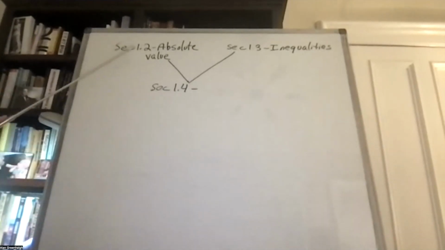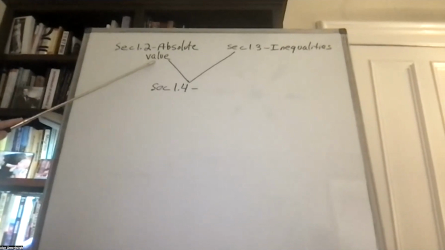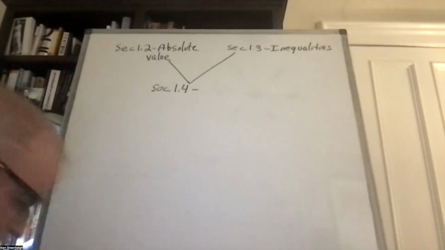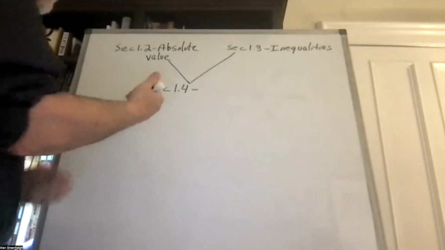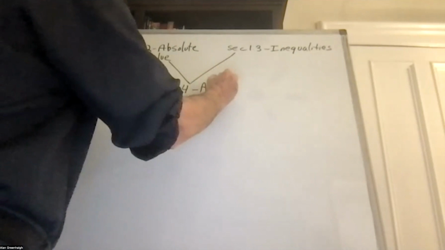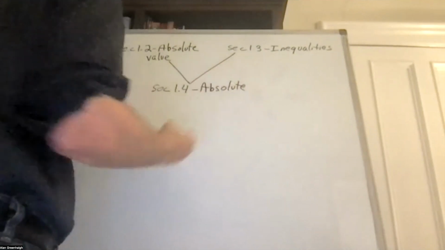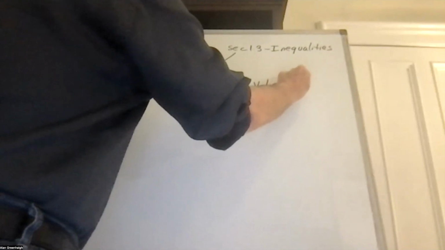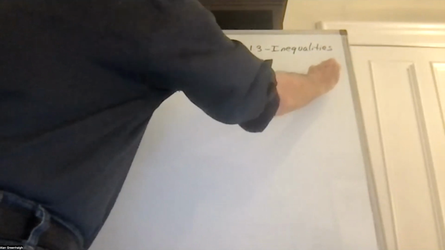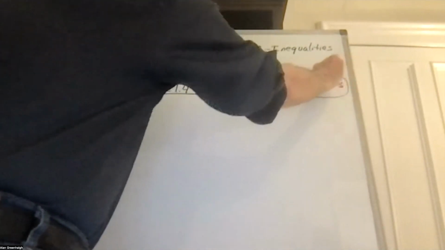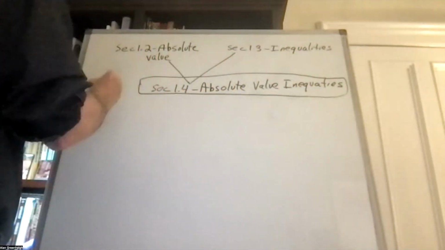So in section 1.2, we did absolute value. In section 1.3, we did inequalities. In section 1.4, we put those two together and we do a topic called absolute value inequalities. Imagine the two together. How do they relate to each other? That's what we're going to be looking at in section 1.4.